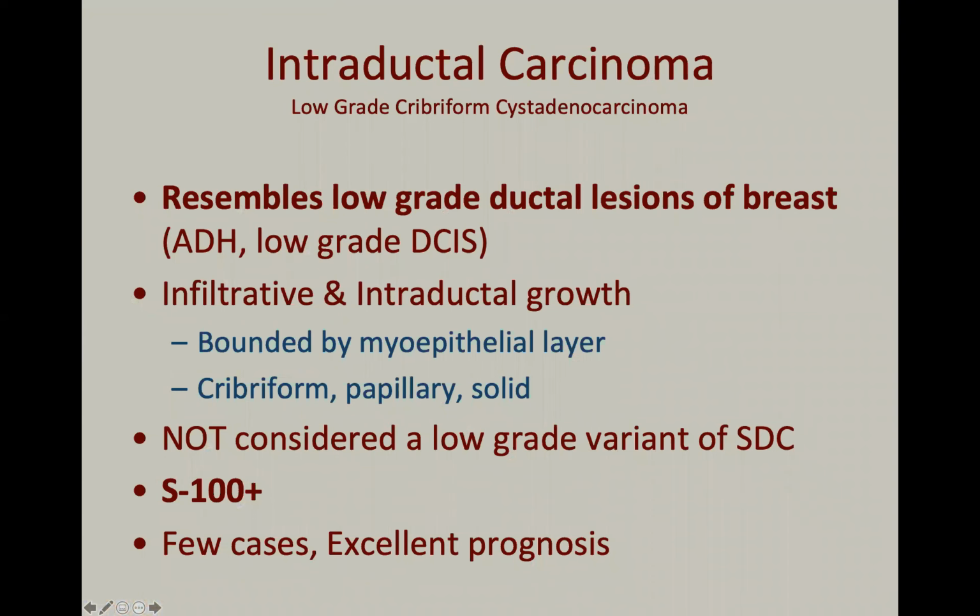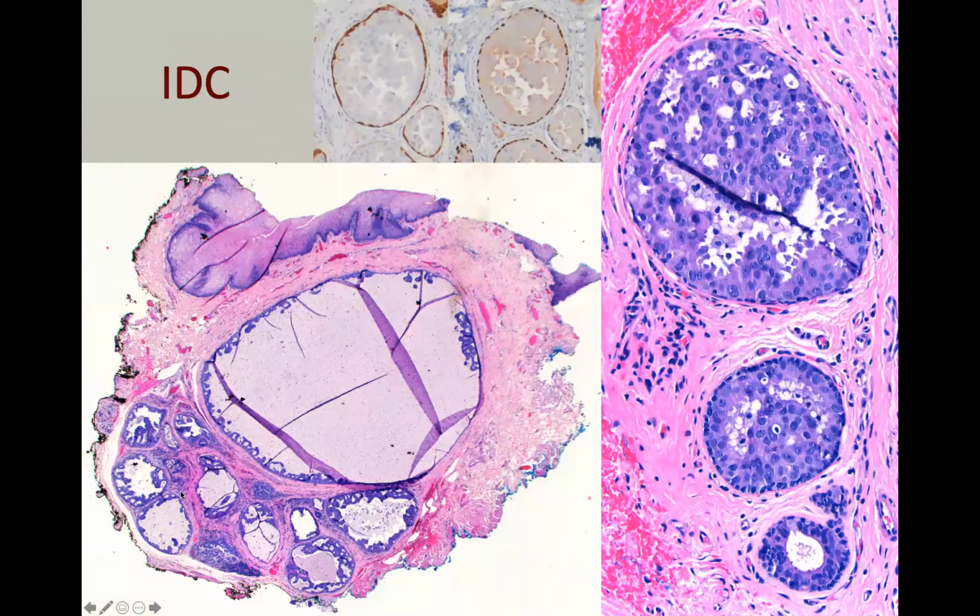Moving on to intraductal carcinoma, which formerly was called low-grade cribriform adenocarcinoma. Again, this kind of resembles low-grade DCIS or ADH of the breast. This mostly has intraductal growth, where these nests are surrounded by a myoepithelial layer. Here is an example of that.